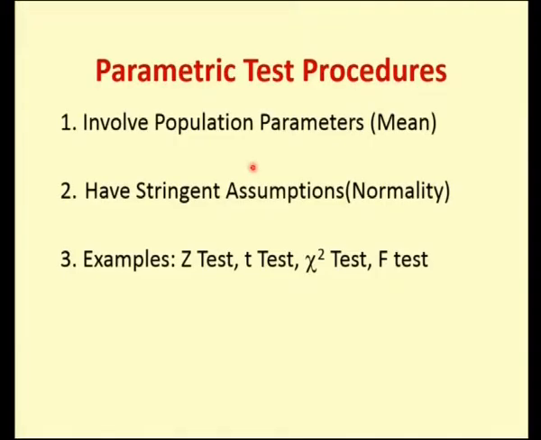So, parametric test procedures involve the population parameters, say for example mean, median or whatever it is, having stringent assumptions, that is normality conditions will be the main backbone for a parametric test. So, certain examples for parametric tests we have done are z-test, t-test, chi-square test and f-test.